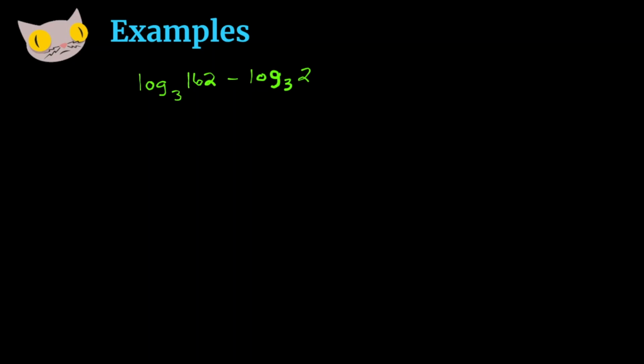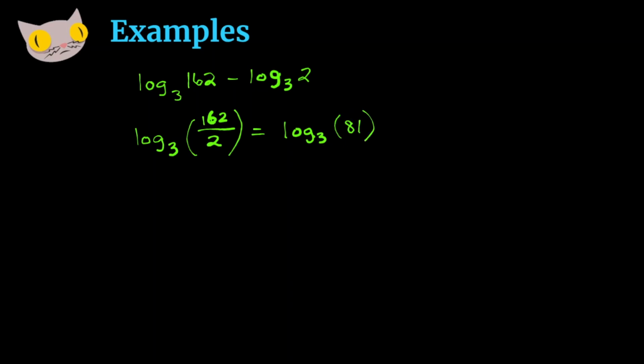What we can do is remember the quotient rule. Because we have two logarithms being subtracted, we can use the quotient rule in this manner. So we can rewrite this as log base 3 of 162 over 2. That gives us log base 3 of 81.